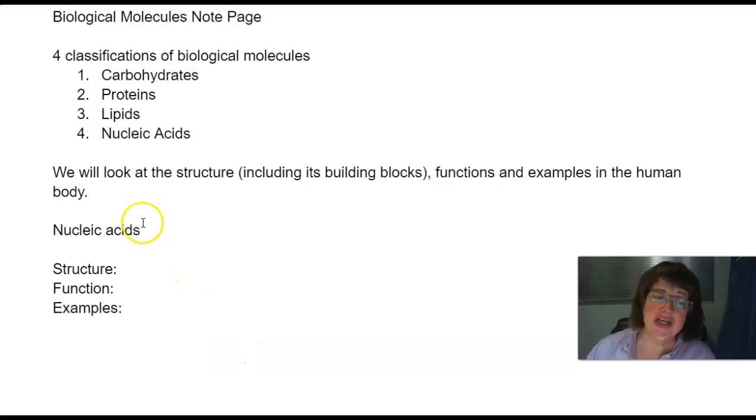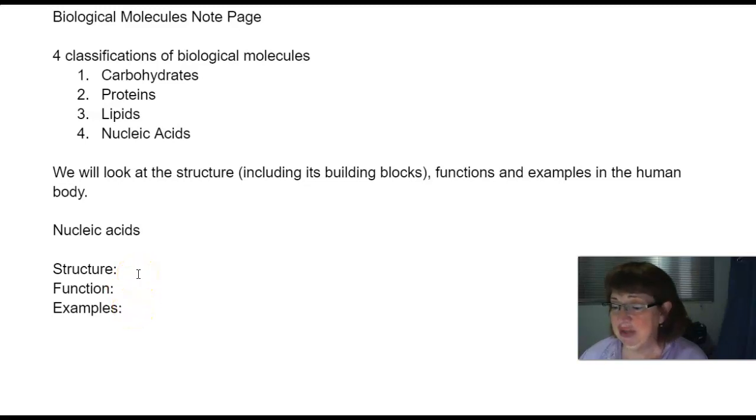Okay, online learners, last episode of our biological molecules, the nucleic acids. You probably, when you think of nutrition, you don't think, how do I eat my nucleic acids? And that's because they're not really a food group. Nucleic acids are DNA, RNA, and ATP. So as we go through nucleic acids, we're going to talk about the structure again, the function, and again, examples.